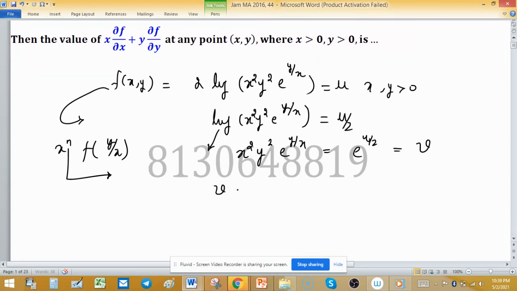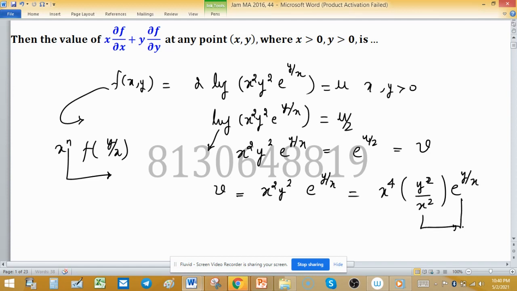So v can be written as x square y square e raised to the power y upon x. Now you can write this as x raised to the power 4 times y square upon x square, and this is e raised to the power y upon x. Now this and this are in terms of y upon x. So you can say this is a function of another function, g, times x raised to the power 4, and g is a function of y upon x.